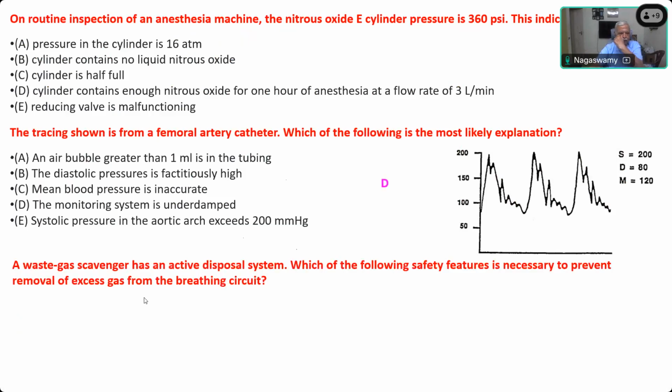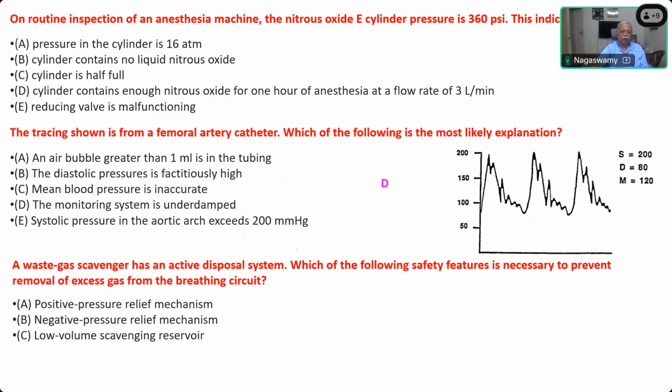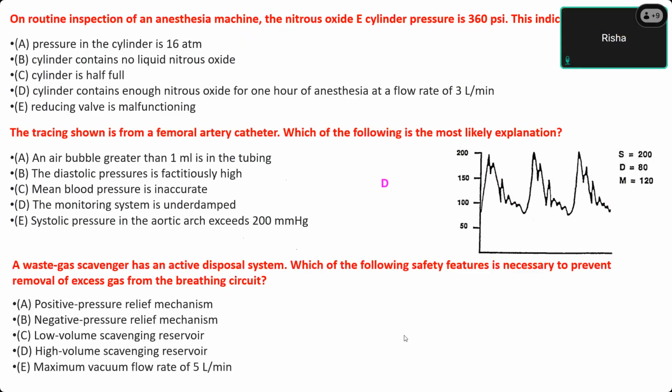The waste gas scavenger has an active disposal system. Which of the following safety features is necessary to prevent removal of excess gas from the breathing circuit? Positive pressure relief mechanism, negative pressure relief mechanism, low volume scavenging reservoir, high volume scavenging reservoir, maximum vacuum flow of 5 liters per minute. Maximum vacuum flow rate of 5 liters is necessary, isn't it?